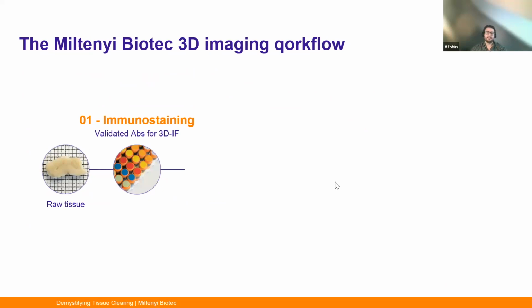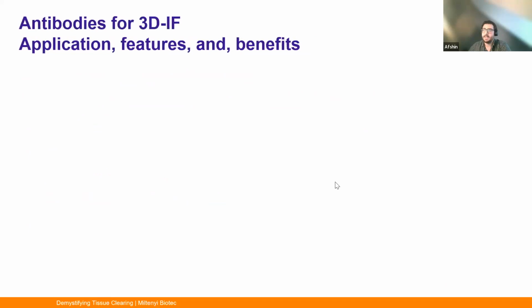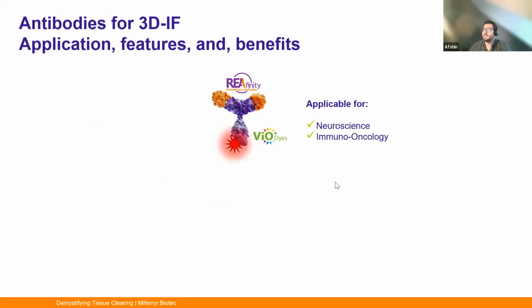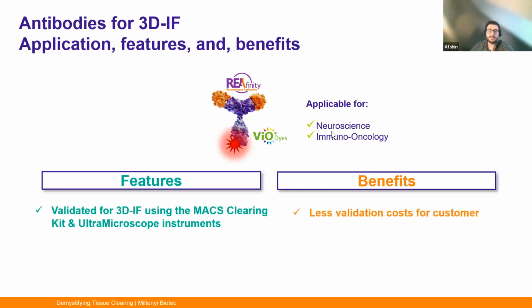So let's go back to the first step. As I said, the first step is immunostaining, and at Miltenyi, we are offering the validated antibodies for 3D immunofluorescence. What is this? So these are actually the antibodies that we are offering. They are applicable for neuroscience and immuno-oncology. So mainly most of the markers that you need for your research are already available in different colors. And they are already validated for the 3D imaging of the large tissue. And this means less validation cost on your side.